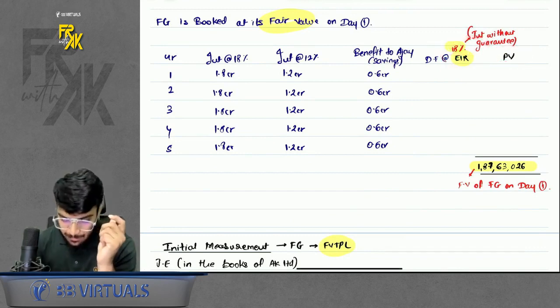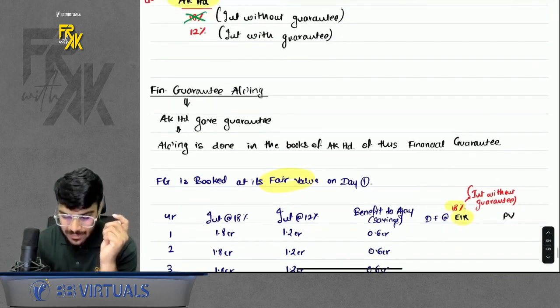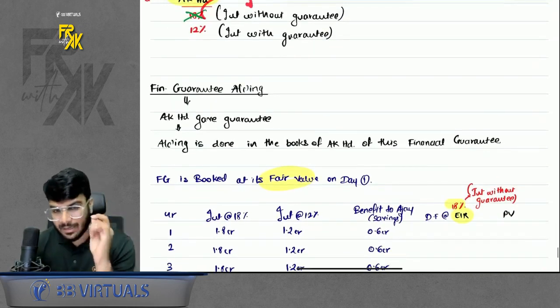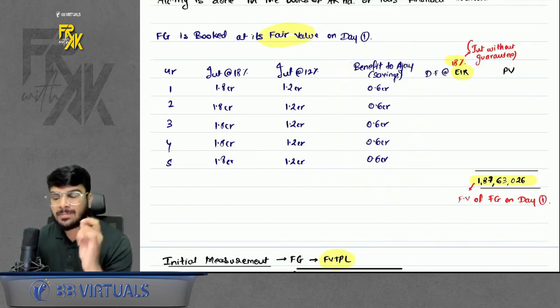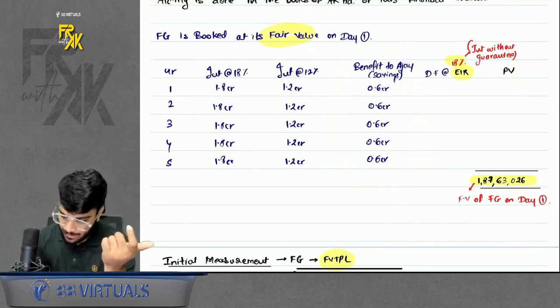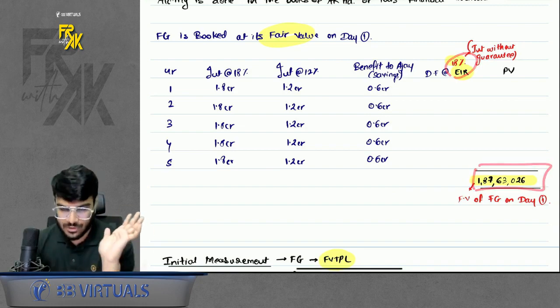We have two rates, 18% and 12%. Take the 18% rate, that is the rate without guarantee, because that is the rate actually in the market. So bring the present value of benefits, that is the present value of interest savings, at 18%, and you will get the fair value of the financial guarantee.